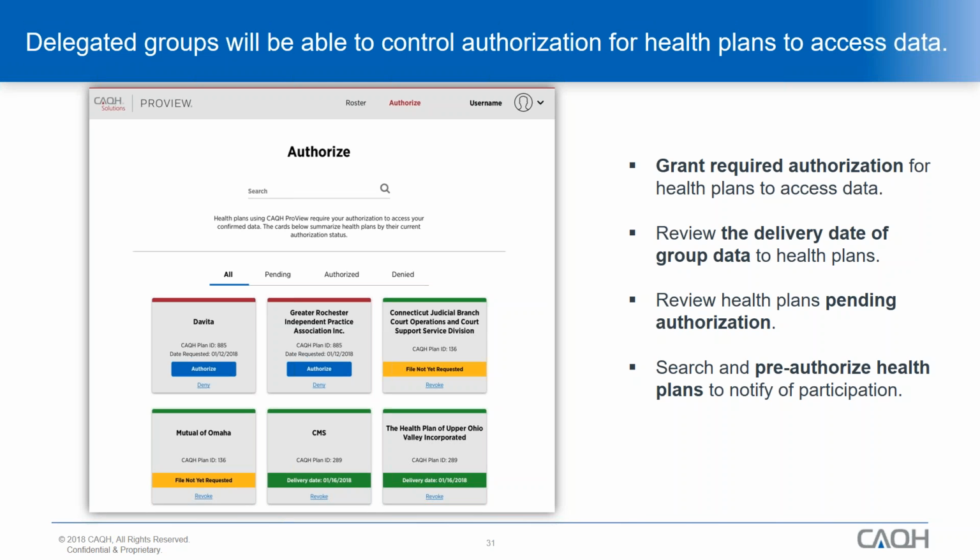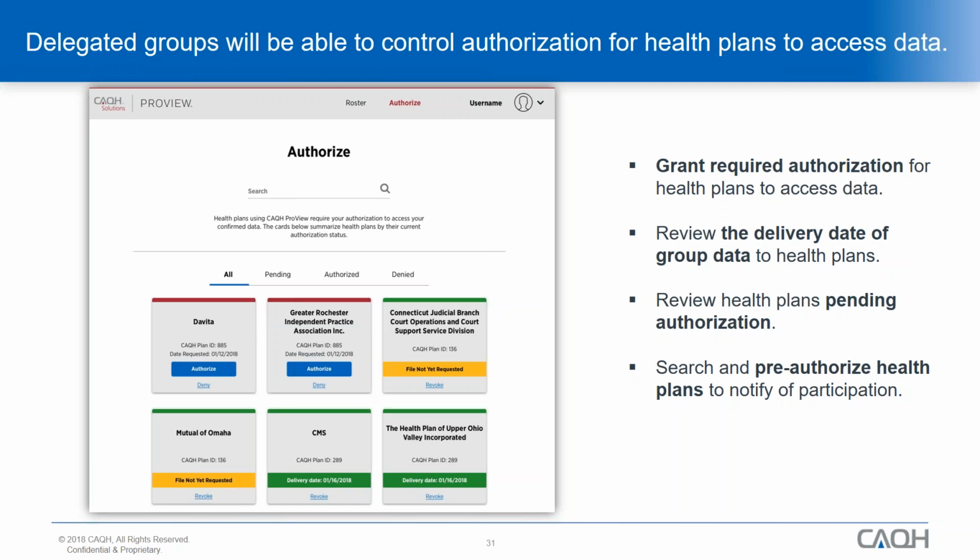Here's another screen where you can give authorization to all the health plans that are requesting information. Again, if you're a delegated group and a health plan requests your information, you can see it all here. You can manage who gets it, and you can also see when they use it. So you'll see in the middle card, Greater Rochester Independent Practice Association. That's the organization, and we can see that they requested the information on the particular date. So you'll have visibility into when these health plans are utilizing the information and when they're reviewing it.